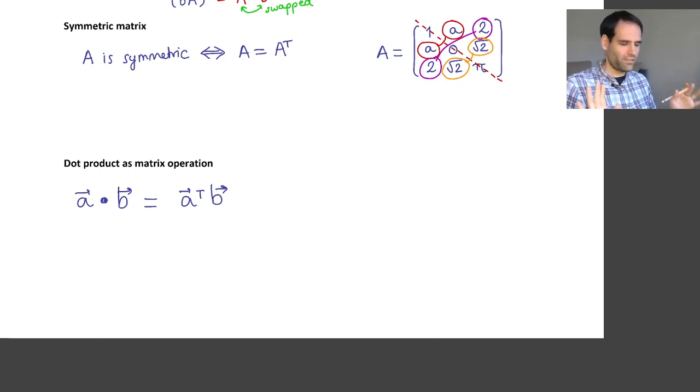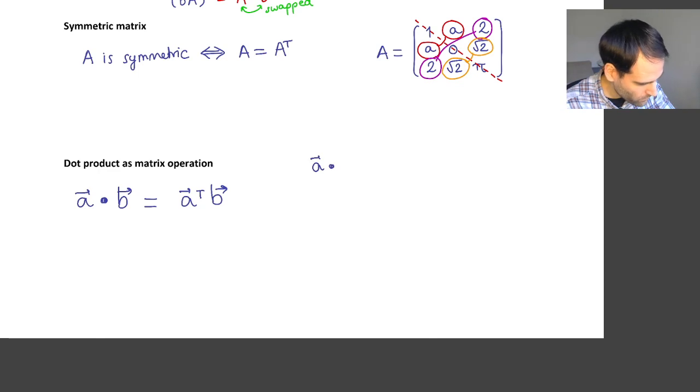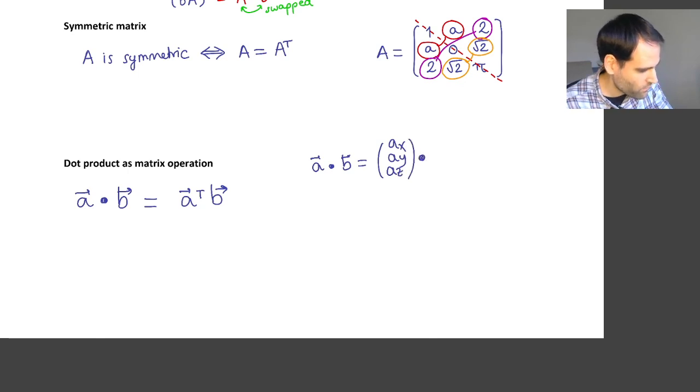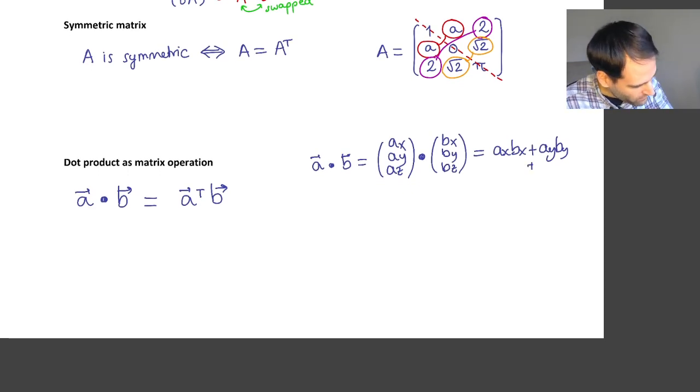So how is this possible? Okay, let me write it in elements form. Let's assume we are in three-dimensional space. So we could say that A dot B is equal to a vector A dot a vector B, and we are writing vectors as columns. And this is equal to AX BX plus AY BY plus AZ BZ.